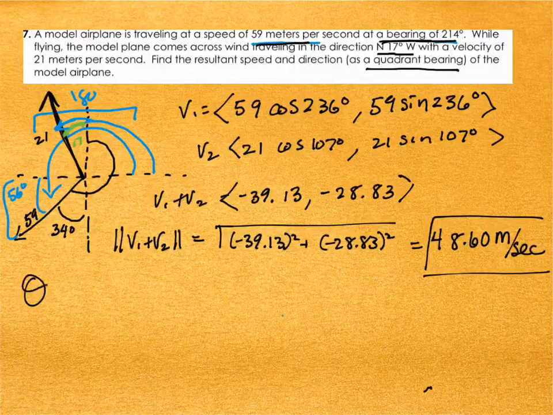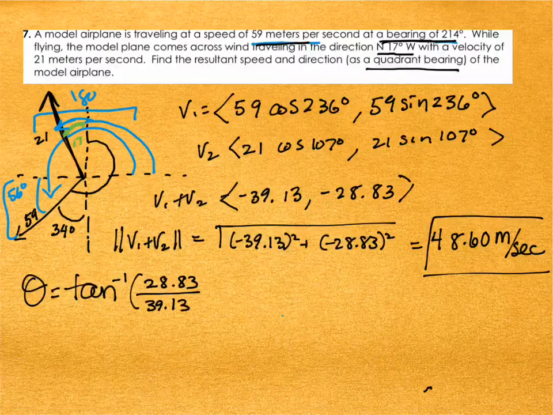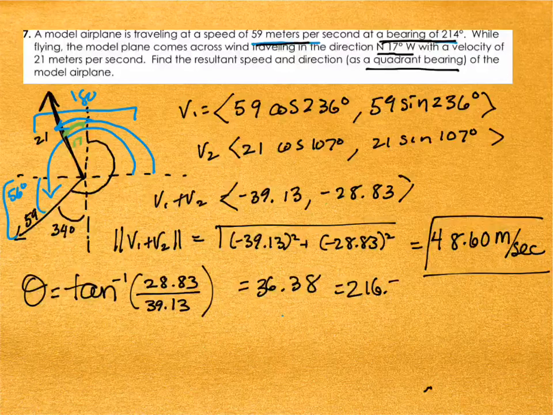Okay, so let's first find theta. Inverse tan of, the negatives will go away, so 28.83 over 39.13. Remember though, we're in quadrant 3. So if you take the inverse tan of 28.83 divided by 39.13, I get 36.38, but add 180 degrees because it's in quadrant 3, and I got 216.38 degrees.